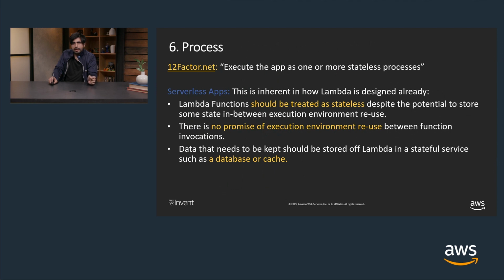All right, so number 6, execute the app as one or more stateless processes. In this case, this is just an inherent property of how Lambda is designed. Lambda functions are stateless. They should be treated as such. You really shouldn't store anything in memory in a Lambda. It lives and dies. It's invoked, starts up, has whatever memory it has while it's live, and then after that, it might die, or if you have concurrency, you're going to have multiple Lambdas. So there is no promise of being able to reuse the environment of any single Lambda that's been invoked, because you'll run into things like race conditions where you're hoping your state is still stored in this Lambda, but by the time you come back around, it's all gone. So that kind of data should be stored outside of Lambda and served through a database or a cache.